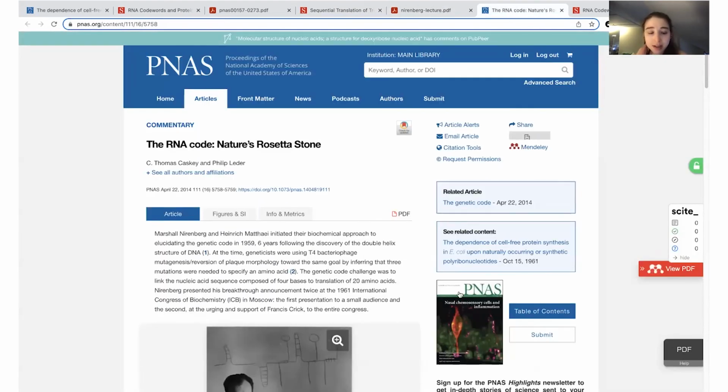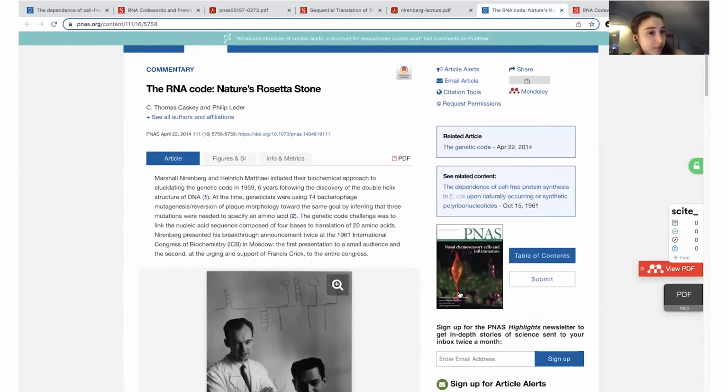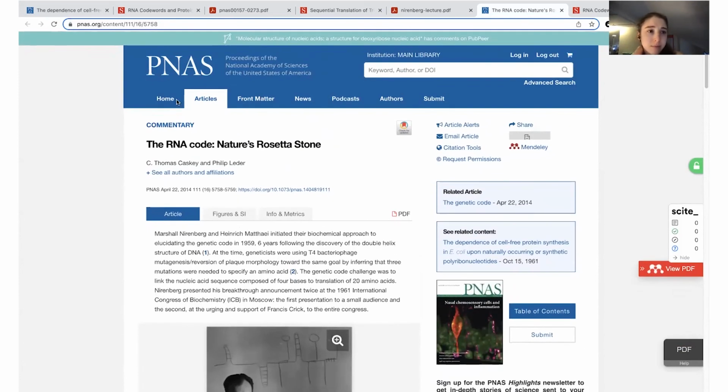You can learn a lot more about the history of this all too. This nice commentary, the RNA code, Nature's Rosetta Stone, which was done by Leader and Kasky in 2014. And so those are just some of the sources that I was getting some of the more historical aspects of things from, and less elegant, but I also have a post on my blog.